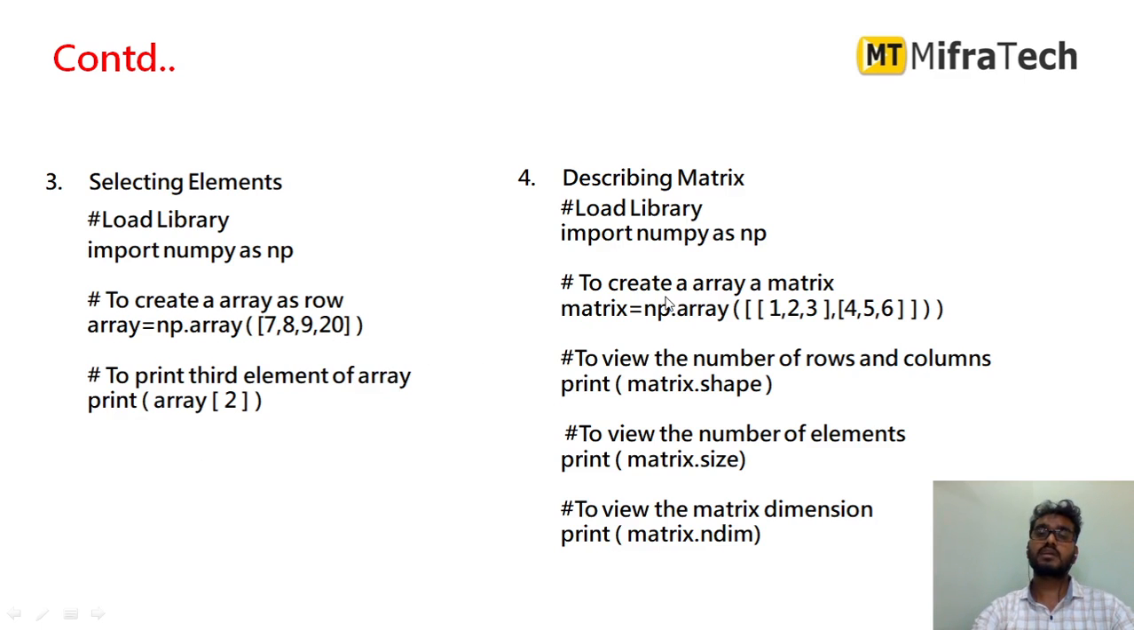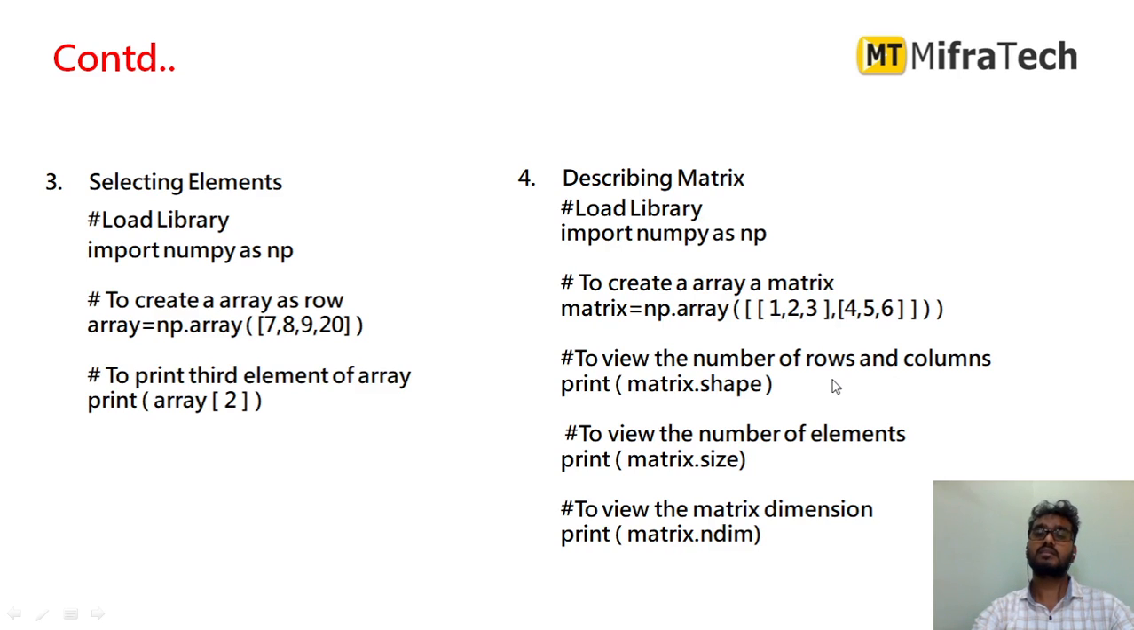So let's see how to describe a matrix. Describing a matrix means how to print the shape of a matrix, what the total number of elements present in a matrix is, what the size of the matrix is, or what the dimensionality of the matrix is. That can be easily done using some inbuilt functions. First we have to load the library as usual. After loading the library, here we created a matrix that is the same as the previous example, matrix is equal to np.array of, a 2 cross 3 matrix I have created using this np.array.